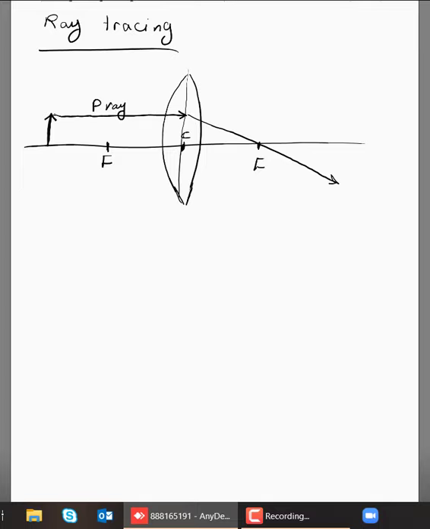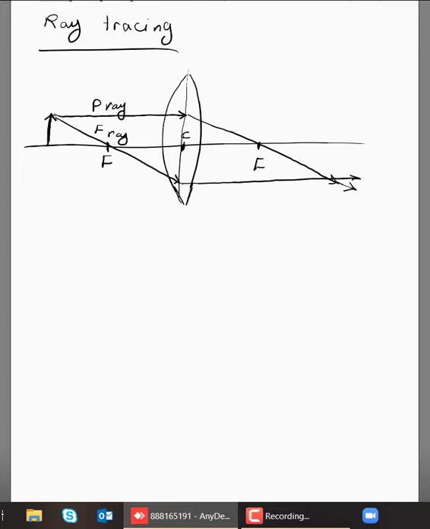Next ray is the F ray that passes through the focal point on the near side of the lens. Near side means the side that has the object. Okay, so if it passes through F here, then it leaves the lens parallel to the principal axis. So then it goes parallel like this. So let's call this the F ray.